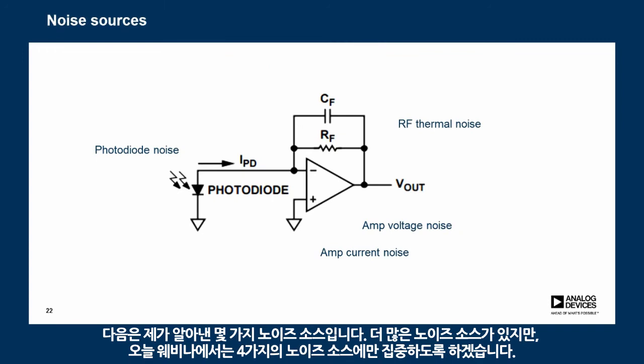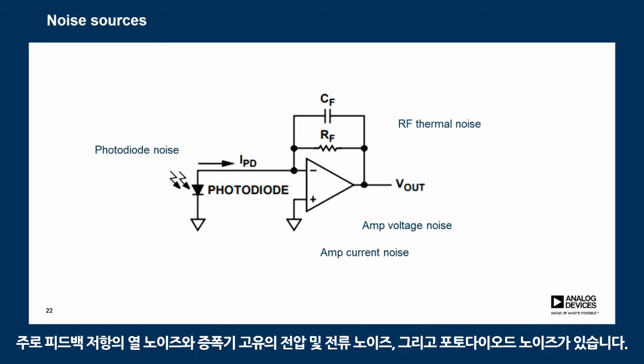So here are a couple of noise sources that I've identified. I mean, there are a lot more noise sources out there, but for the sake of today's webcast, we're just going to focus on these 4 noise sources, namely the thermal noise of the feedback resistor, the amplifier inherent voltage and current noise, as well as the photodiode noise.